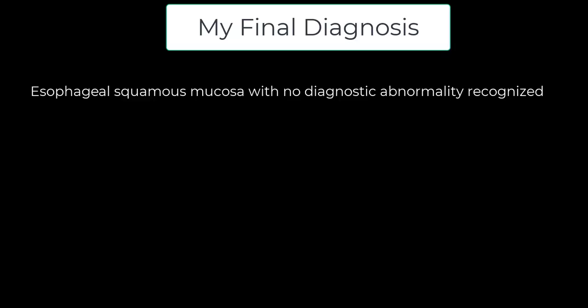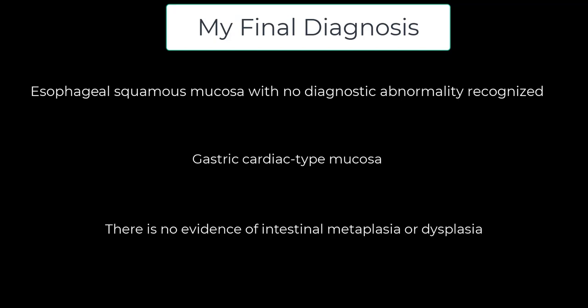So this is what my final diagnosis will read like. There'll be 3 lines. Esophageal squamous mucosa with no diagnostic abnormality recognized. That's the easy one. Gastric cardiac type mucosa, often with chronic inflammation, but not in this case. But then I will put in this line that there is no evidence of intestinal metaplasia or dysplasia. You can see dysplasia in the absence of intestinal metaplasia, so you've got to put both in there.